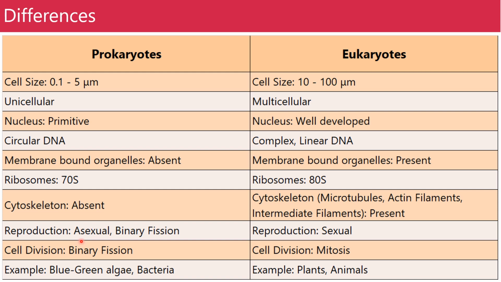Reproduction. The prokaryotes undergo asexual reproduction by binary fission, whereas eukaryotes undergo sexual reproduction. Cell division. It occurs by binary fission for prokaryotes and mitosis for eukaryotes. Some examples of prokaryotes are blue-green algae and bacteria, and eukaryotes include plants and animals. This was all about the major differences between prokaryotes and eukaryotes.